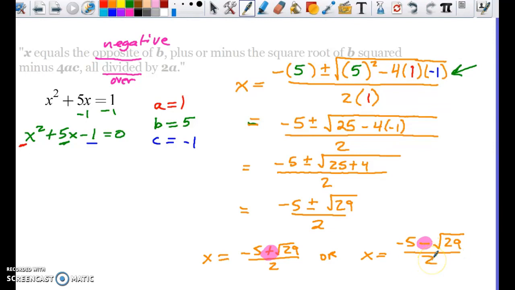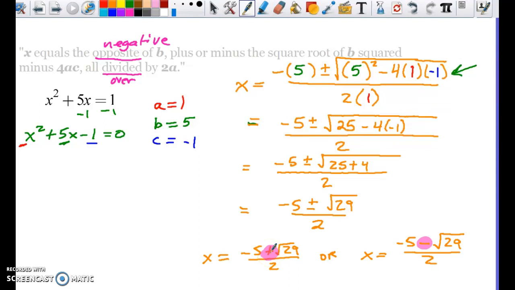Now we're going to type that into our calculator. I'm going to focus on that in class on Wednesday. So for right now, I'm just going to type it into my own calculator and get an answer. We're going to first do the numerator first, negative 5 plus the square root of 29. In my calculator, that's 0.385.